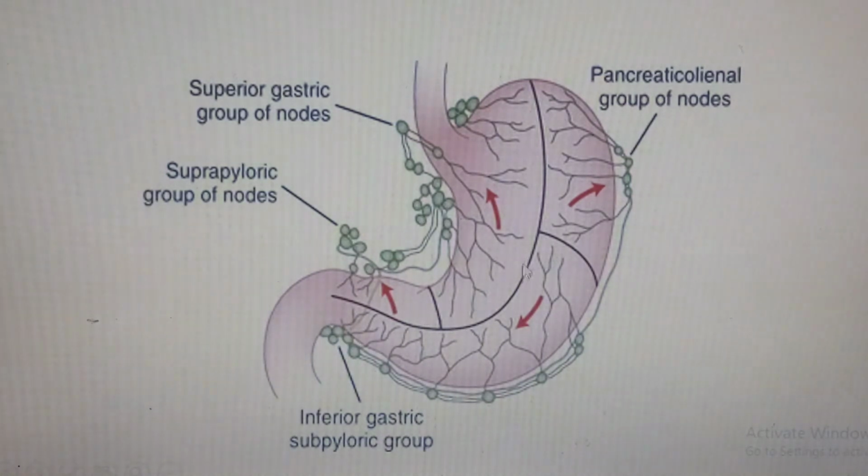Okay, and then if it is the proximal half of the area in relation to the lesser curve of the stomach, they are going to what we call, that's above, so superior gastric group of lymph nodes. And then of course at the lower portion we have what we call the suprapyloric group of lymph nodes. It's above the pylorus, so suprapyloric group of lymph nodes. So please, you have to get these ones.